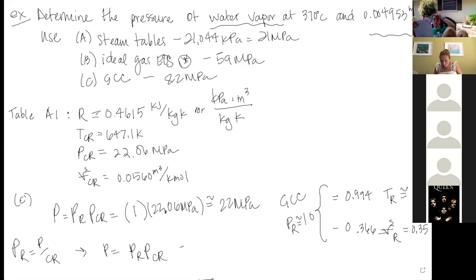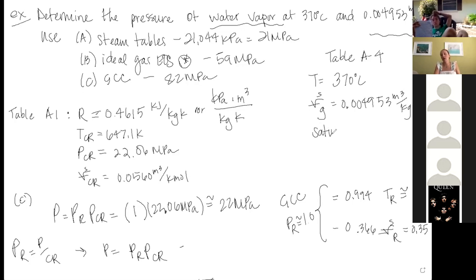One way that you can do it is if you were to go to table A4 and you looked at the line for 370 degrees Celsius, your specific volume of your saturated vapor is going to be 0.004953, which indicates that you are just going to be a saturated vapor, because this is the same specific volume that you were given.